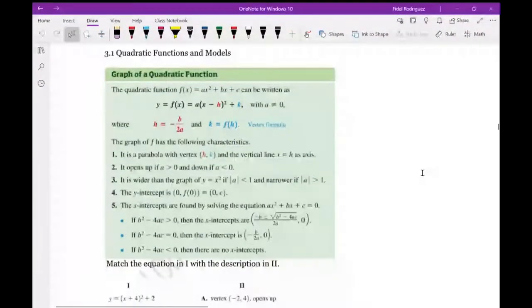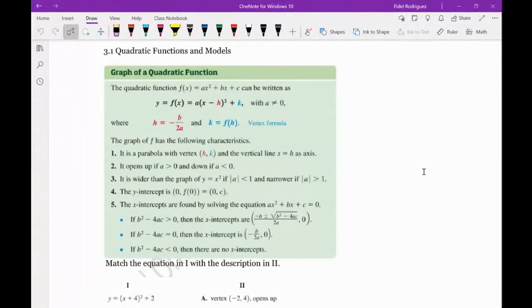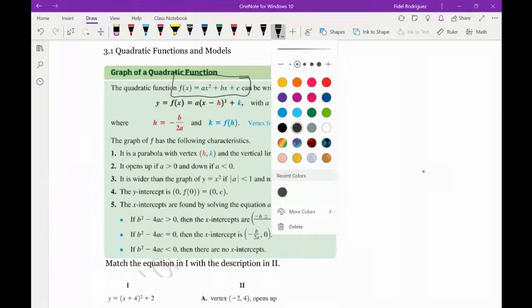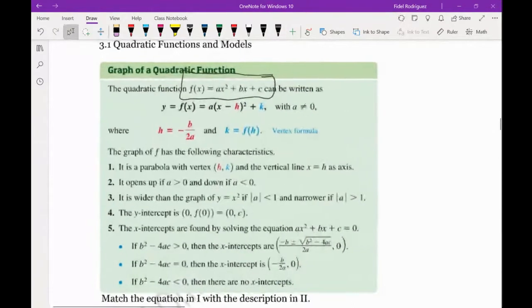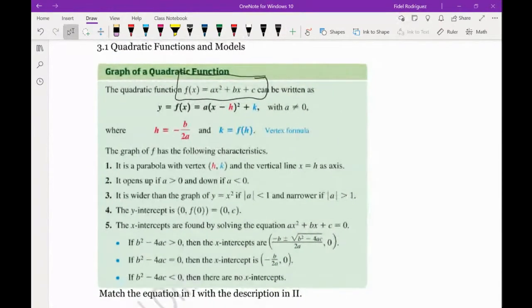Okay, so let's go through 3.1 and see if we can't make sense out of this here. So 3.1 is quadratic functions and models. What we have here is the graph of a quadratic function. When we were doing problems like solving equations using the quadratic formula, all that kind of good stuff, these were the types of problems, that type of equation we were using.